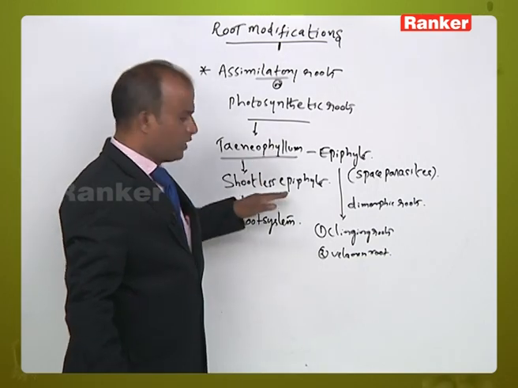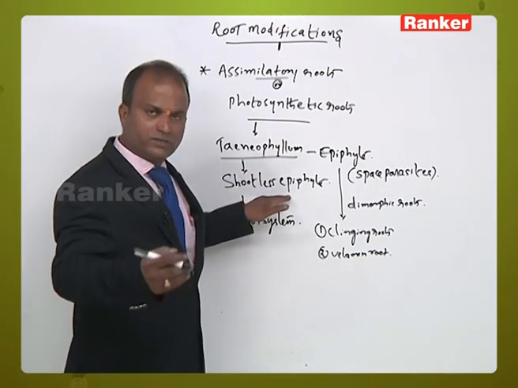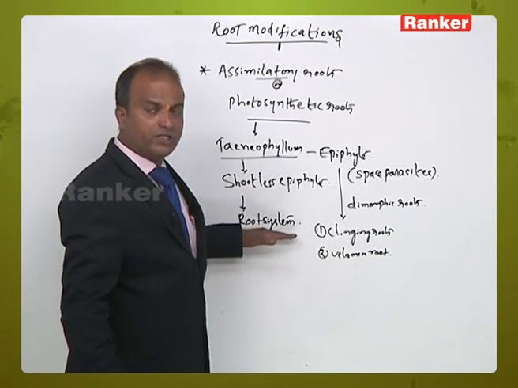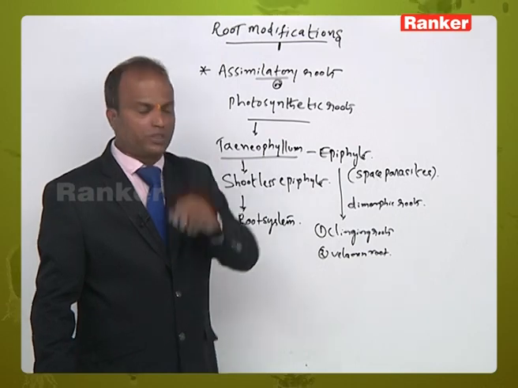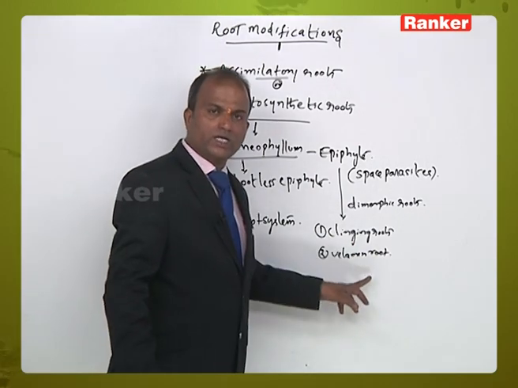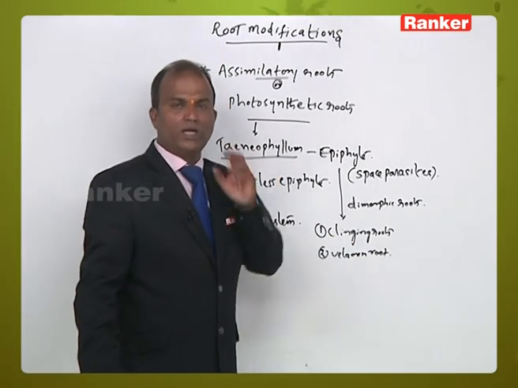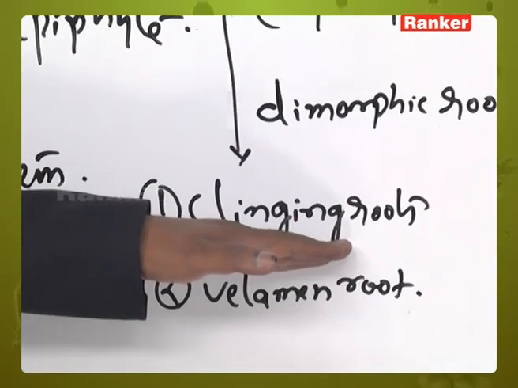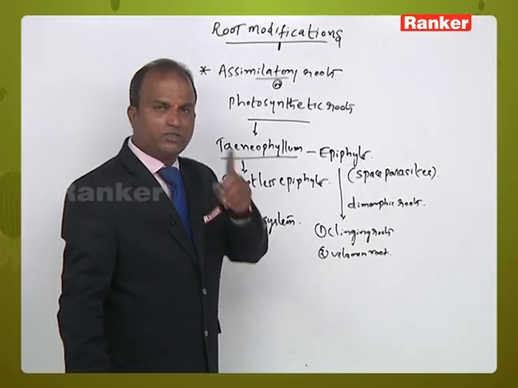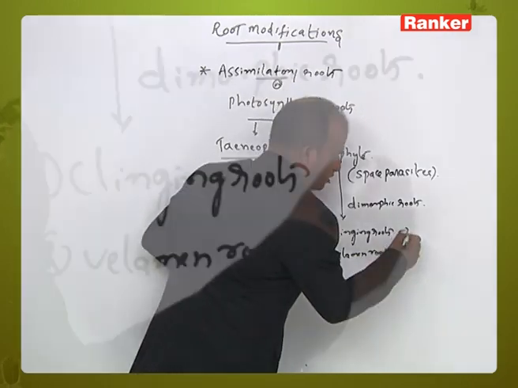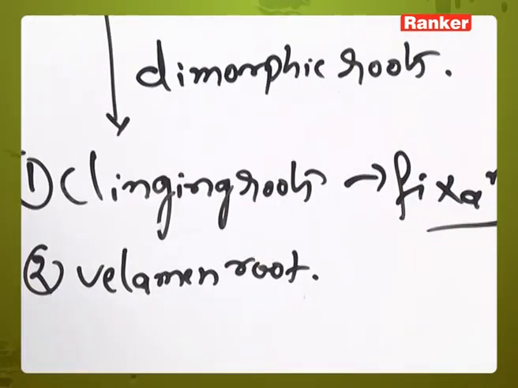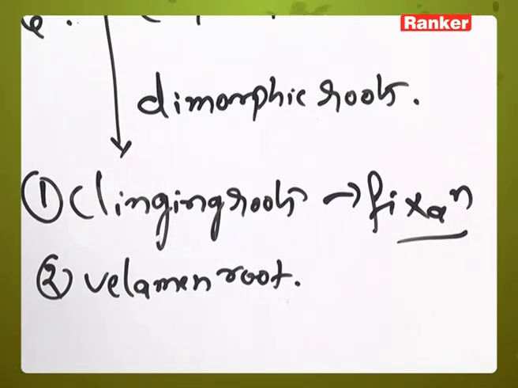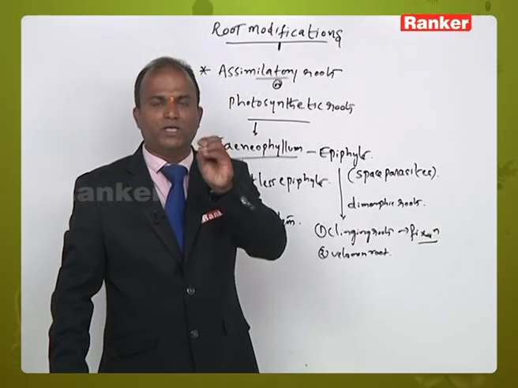And is this Taeniophyllum a shootless epiphyte? Yes, it is a shootless epiphyte and it shows only a root system. How many types of roots does it show? Two types of roots. One is the clinging root, another is the velamen root. Already I told you the main function of the clinging root: helps in fixation. These clinging roots help in fixation on the branches or on the main trunks of bigger trees.